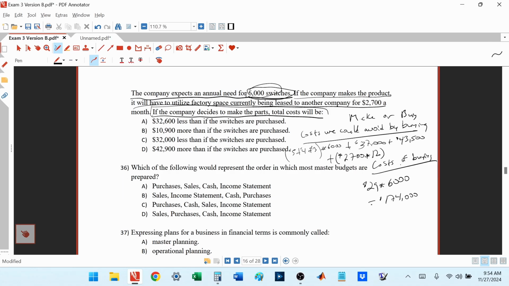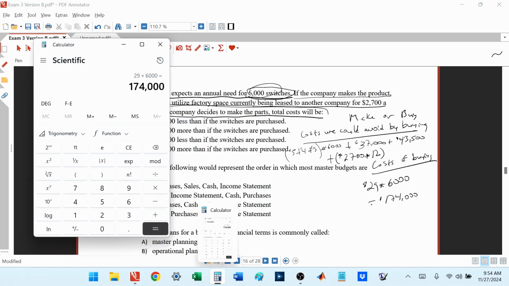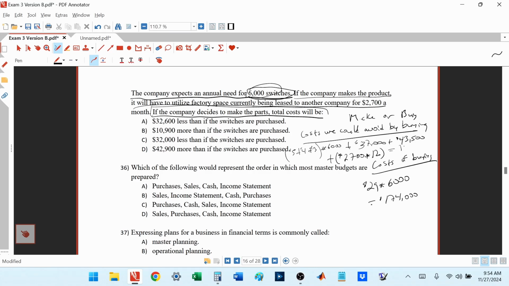And so if we decide to make the parts, what are the total costs we could avoid by buying, which is the same thing as the cost of making? We got 5 and 4 and 3, which is 12 times the $6,000 switches. It's $72,000 plus $37,000 plus $43,500 plus the opportunity cost of $2,700 times 12. So $184,900. This is the cost we could avoid by buying, aka the cost of making.